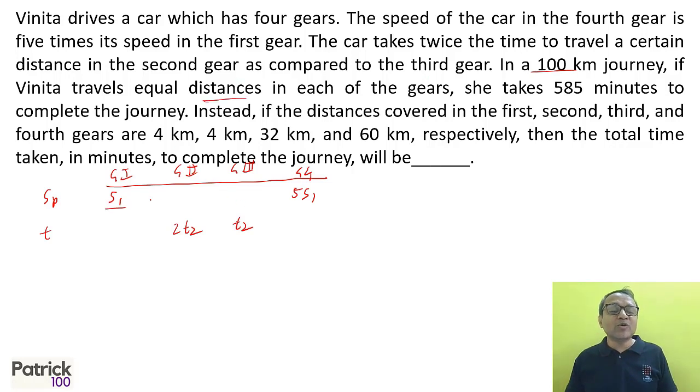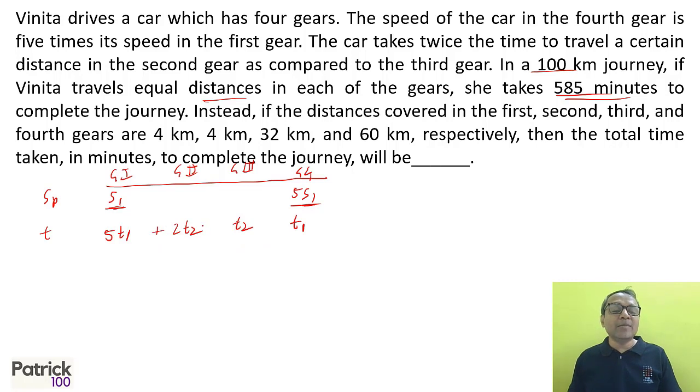So speed is in a ratio of 1:5. Time taken will be in a ratio of 5:1. Remember, speed is inversely proportional to time. So if the 4th gear takes T1, the 1st gear will take 5 into T1. Because the total is given in terms of time, 585 minutes, I convert the speed into time. If the 4th gear is 5 times as fast, it will take 1/5 the time of gear 1. So I'm taking T1 and 5T1.